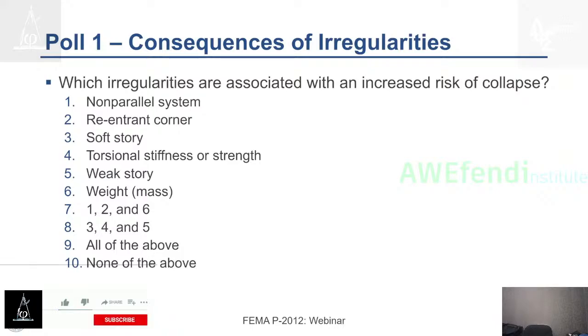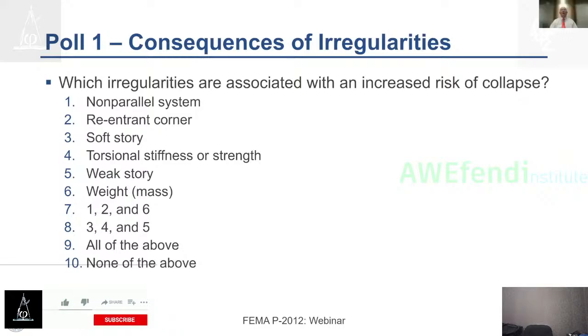It looks like so far about half of the people have responded. All right, I'm going to go ahead and close the poll in a few seconds, so do your best to get a response in. And it looks like about 3/4 of people have responded. So Mike, I'm going to go ahead and end the poll and share the results. Are you able to see them? Yes. Great. So it looks like most people have responded all of the above, or they've selected the option with soft story, torsional, and weak story.